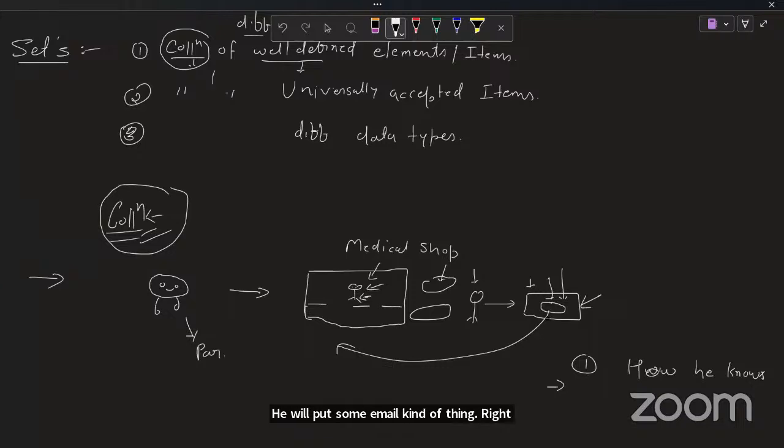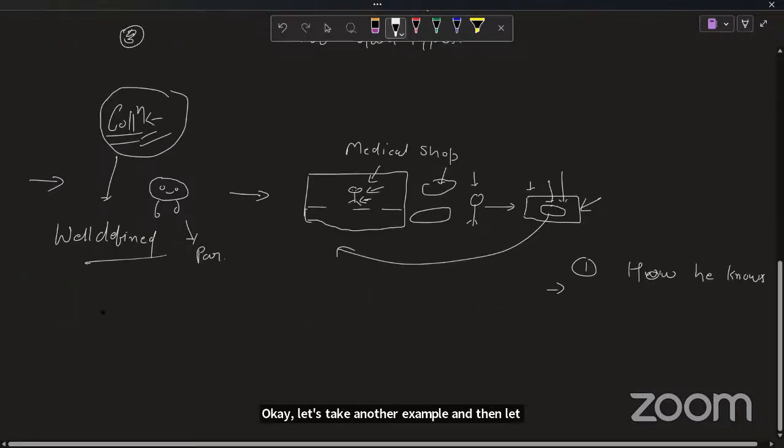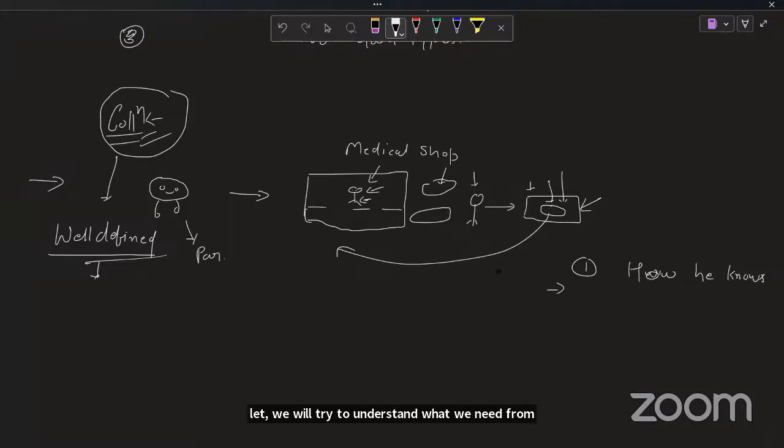Yes, sir. So first of all, that collection has to be well defined. What do you mean by well defined? Let's take another example and then we will try to understand what we need from well defined. If I am putting paracetamol in this box, then no other medicine has to be in this box, right?